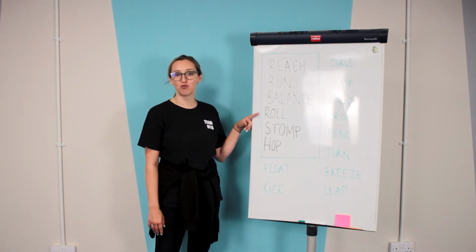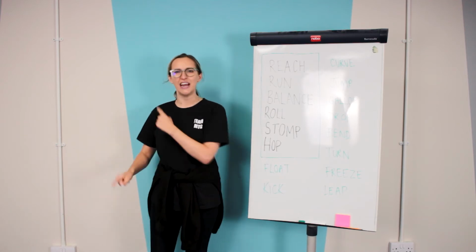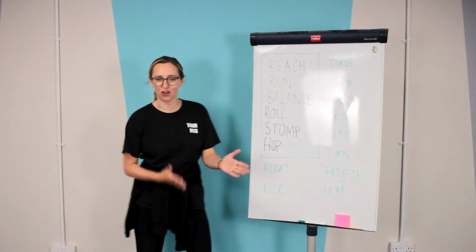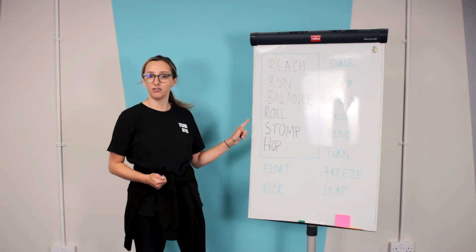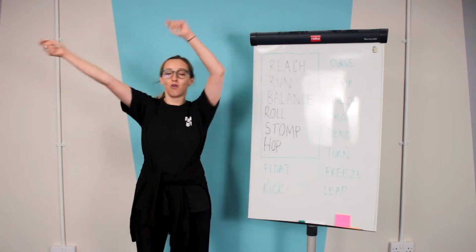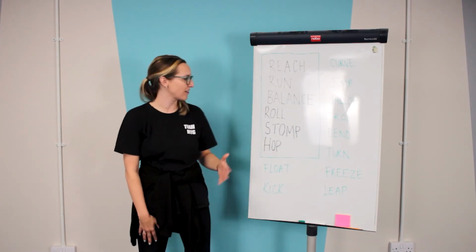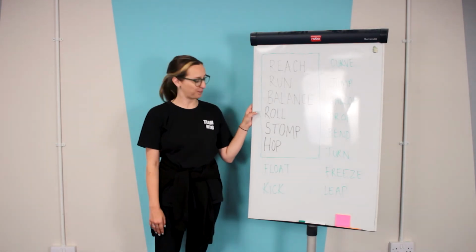Our next word, roll. Again, so many different rolls. I'm sure the first thing you think of doing is a forward roll, a roly-poly, a sausage roll on the floor. But you can also have a bit of a roll with your hands. You can have a bit of a roll coming upwards. You can roll your head, roll your shoulders. There's so many different ways in which we can roll.